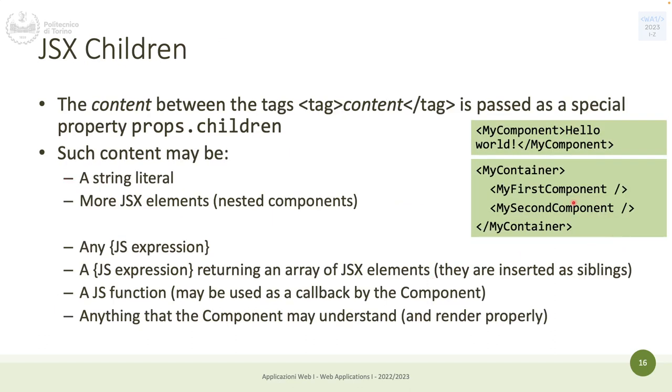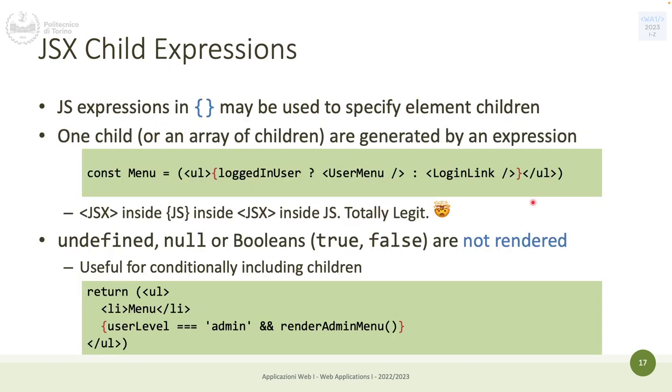And any children you have, like hello world within a component, are passed to a special prop that is called props.children. So in props.children you find all the children that you pass to that specific JSX element. So props are passed here as elements, but if you have children, you can get them from props.children and you get all the children that you have, if needed.